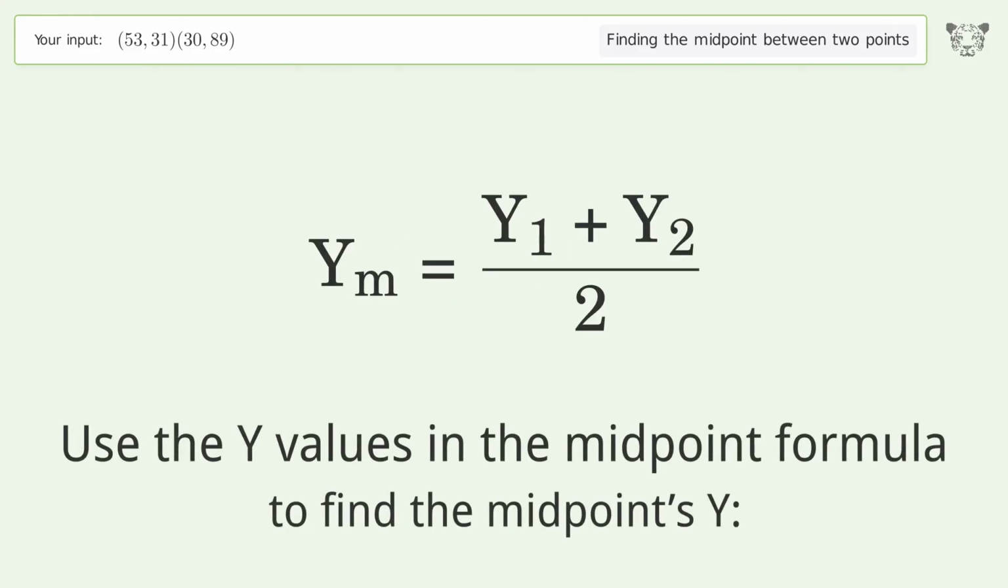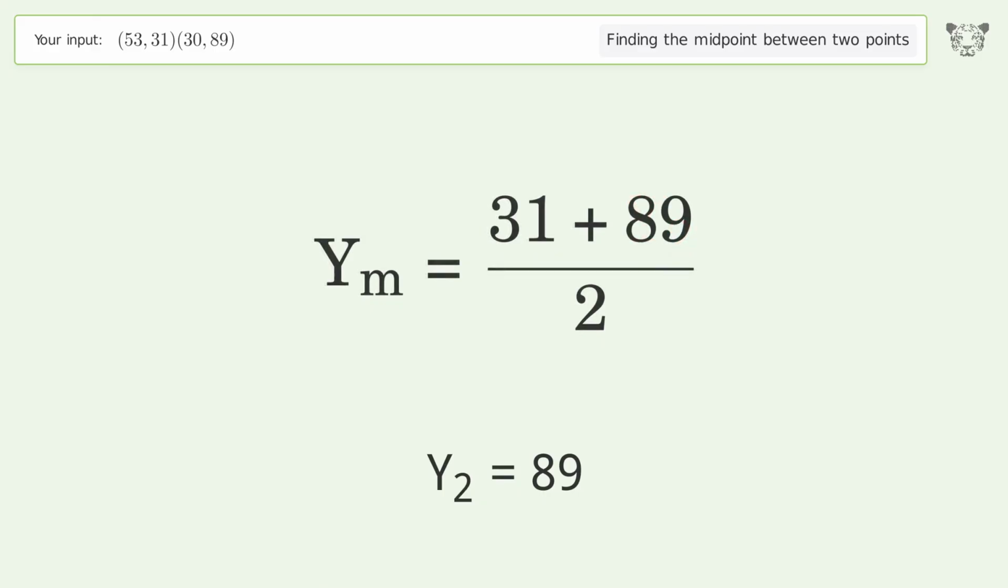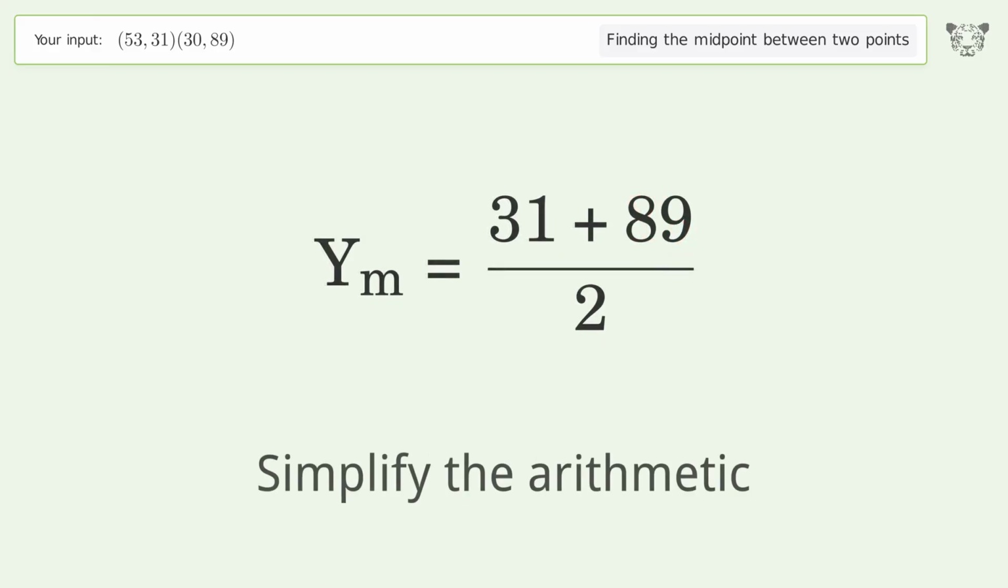Use the y values in the midpoint formula to find the midpoint's y. y1 equals 31. y2 equals 89. Simplify the arithmetic.